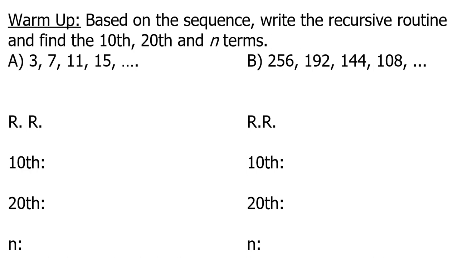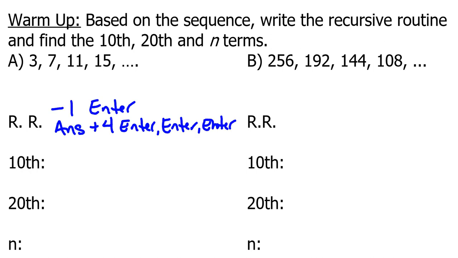Starting on the left, we can see that from term to term, 3, 7, 11, 15, we are adding 4 each time, but that first term is not what we would start with in the recursive routine. We have to backtrack one, so we really want -1, enter, answer +4, enter, enter, enter for that routine, which could help us get the nth term. Once we have that, we can translate that to -1 + 4n.